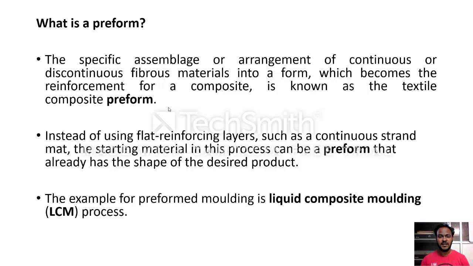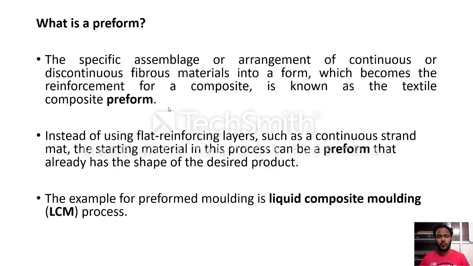If a composite means there will be a matrix and there will be a reinforcement, you will combine both in different processes. The combination will be different, but in the broad perspective you will combine the reinforcement and the matrix to produce the composite. So here, for making the preform, you take either a continuous fiber or a discontinuous fiber material and convert it into a particular form, so that it becomes the reinforcement for a composite. That is called the preform.